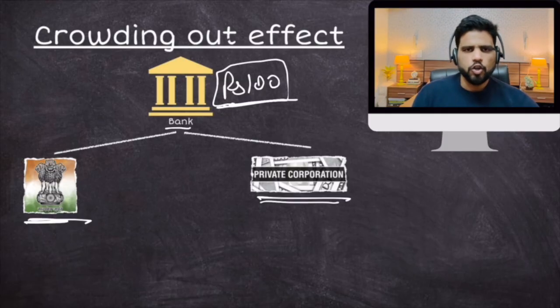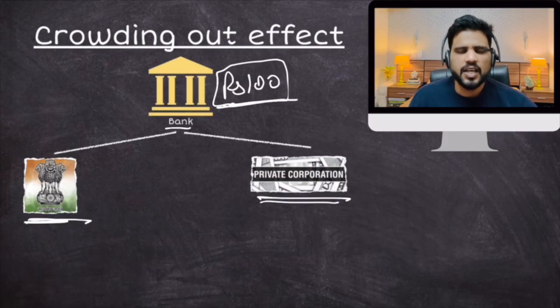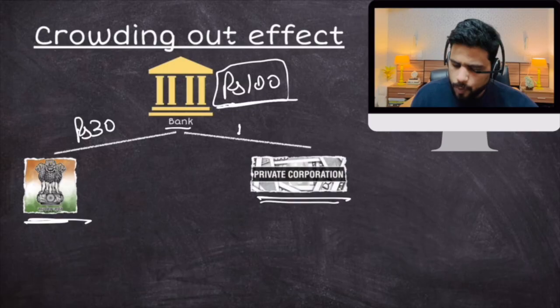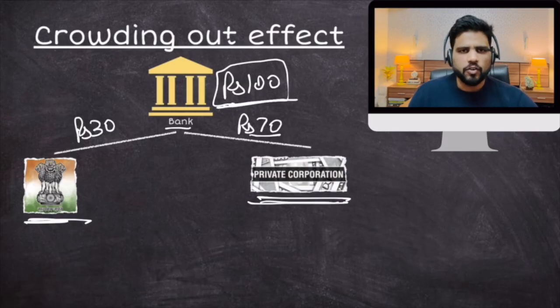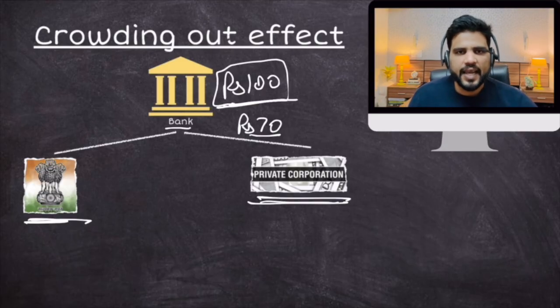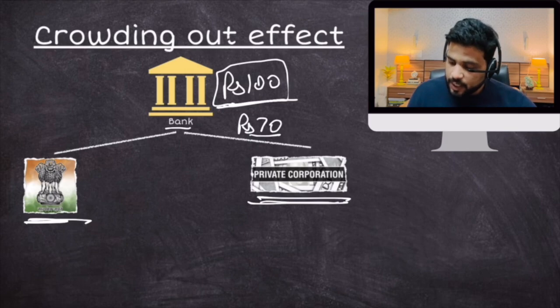Now, let's suppose in normal circumstances, government has run some fiscal deficit and it needs money from the bank. So government borrows 30 rupees from the bank. What amount is left with banks? 70 rupees. Banks loan out this 70 rupees to private corporations of the country. Very simple. But let's suppose government is following the policy of fiscal expansion. In fiscal expansion, government increases its fiscal deficit.